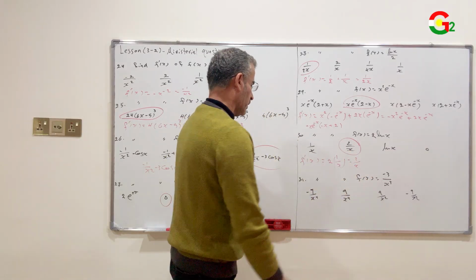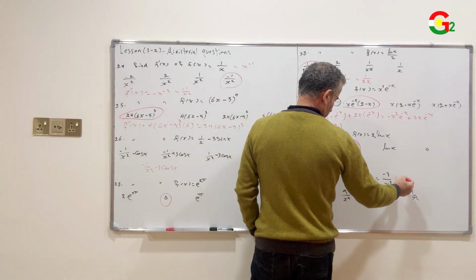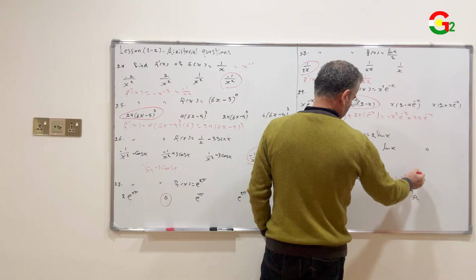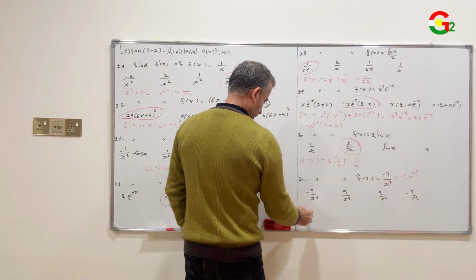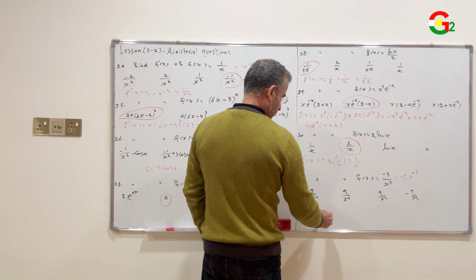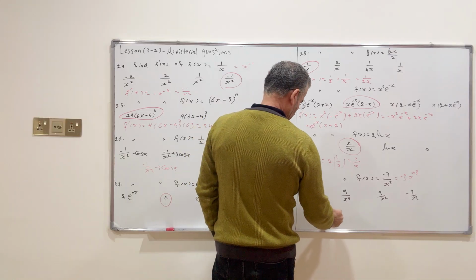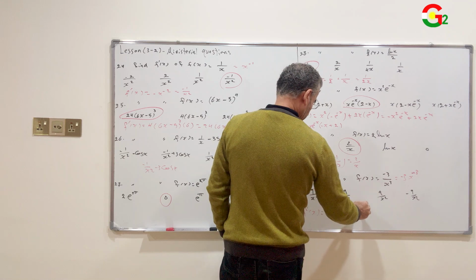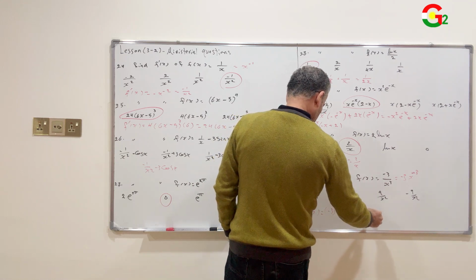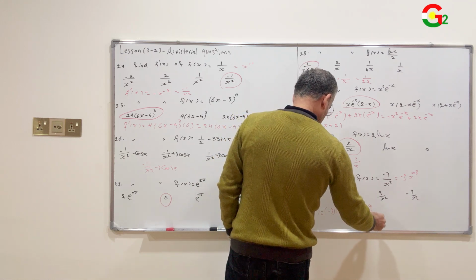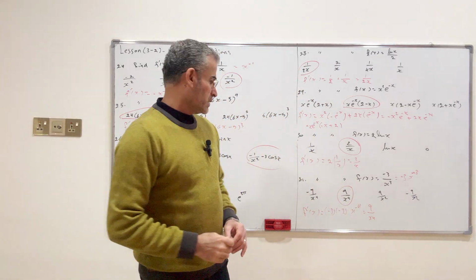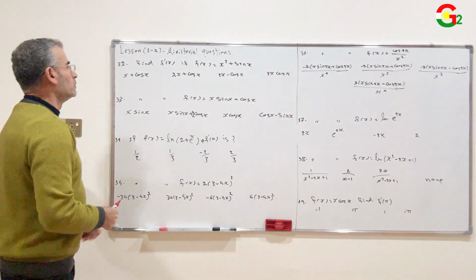Question number 31. Rewrite this function as negative 3 x to the negative 3 and find its derivative. Negative 3 times negative 3 x to the negative 3 minus 1, that is negative 4, then 9 over x power 4 is the result. Choice B. Question number 32.